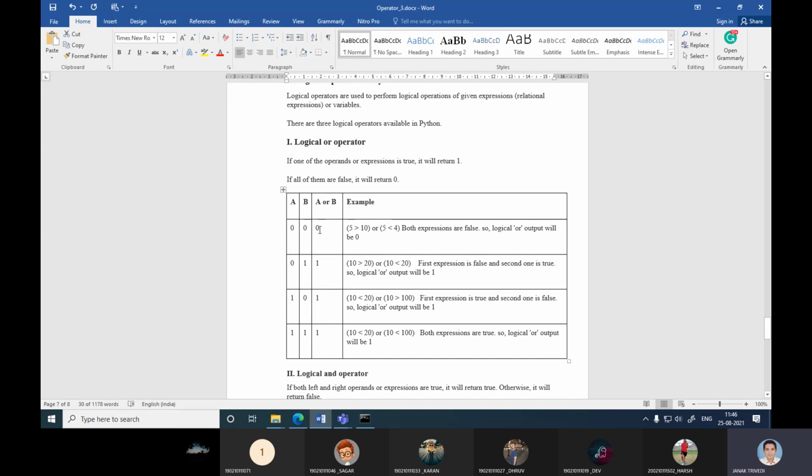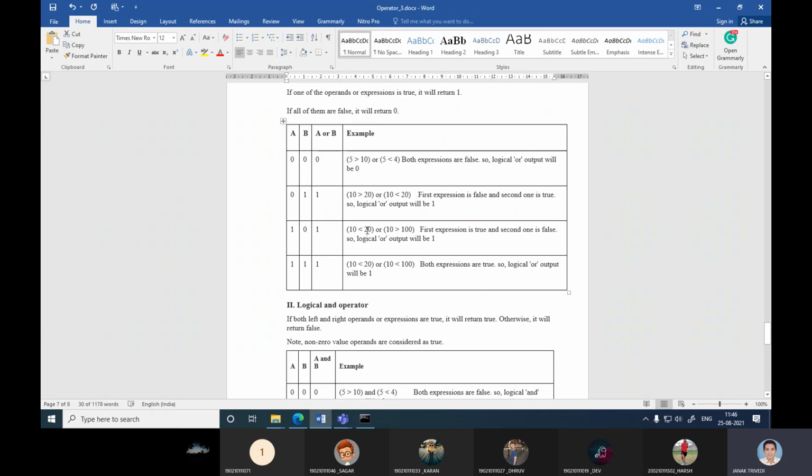So this is the example: 0 0 gives 0, then 0 1 gives 1, 1 0 gives 1, and 1 1 gives 1. So this is the example for all the cases, like 5 greater than 10 or 5 less than 4. Would the expression be false? 5 is not greater than 10 and 5 is not less than 4. That's why in this case it will return false. When 10 greater than 20 is not true, but 10 less than 20 is, the first expression is false, the second is true, so the logical output will be 1.